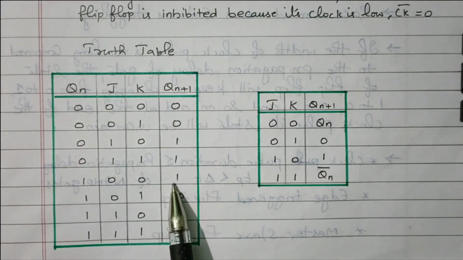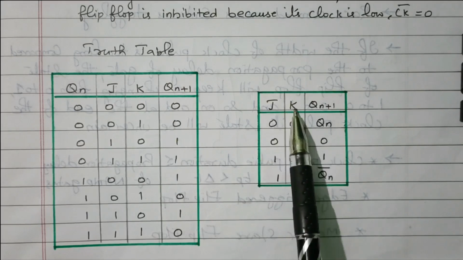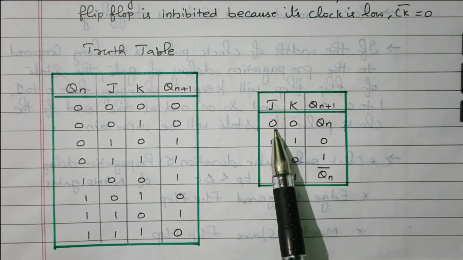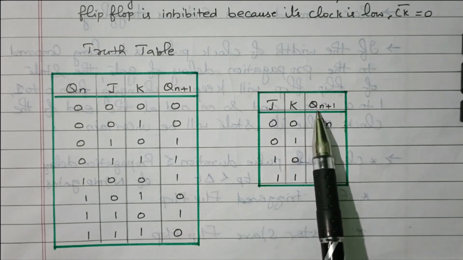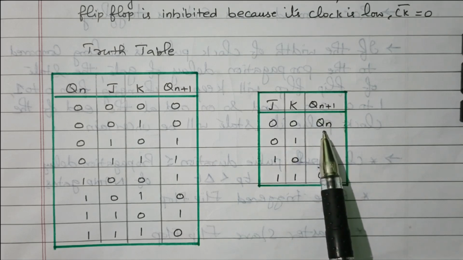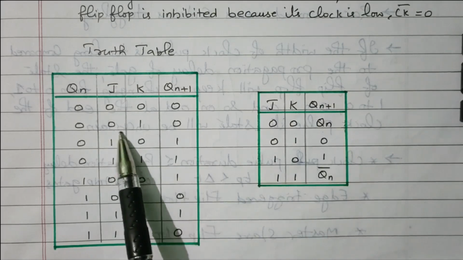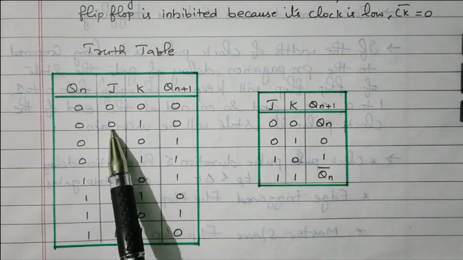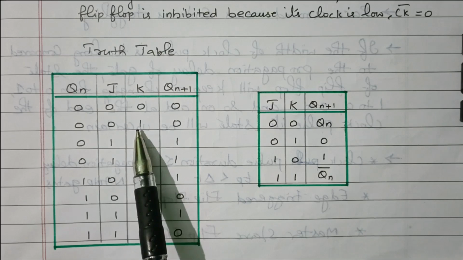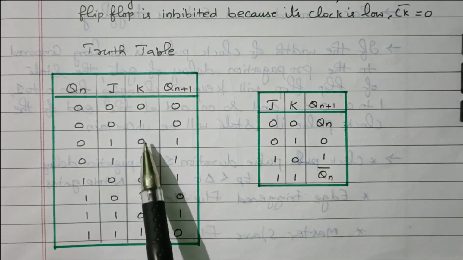There is no change, so that is also given here. J is 0, K is 0, so Qn plus 1 is nothing but Qn. The next state is the previous state. Right. Next one, 0, 1. J is 0, K is 1. Actually it is reset.